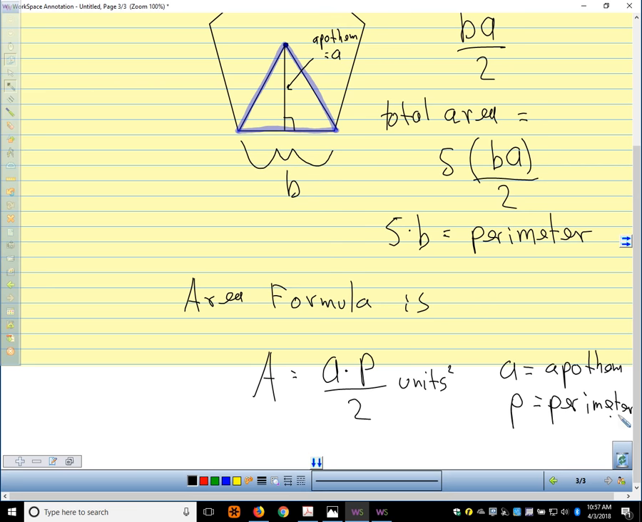So to find our area of a regular polygon, apothem times the perimeter divided by 2. All right, questions? So that's our new area formula for a regular polygon. So let's look at a couple of examples, and then we'll talk about special right triangles in certain polygons. We'll use special right triangles to find some of these pieces in some special kinds of polygons.